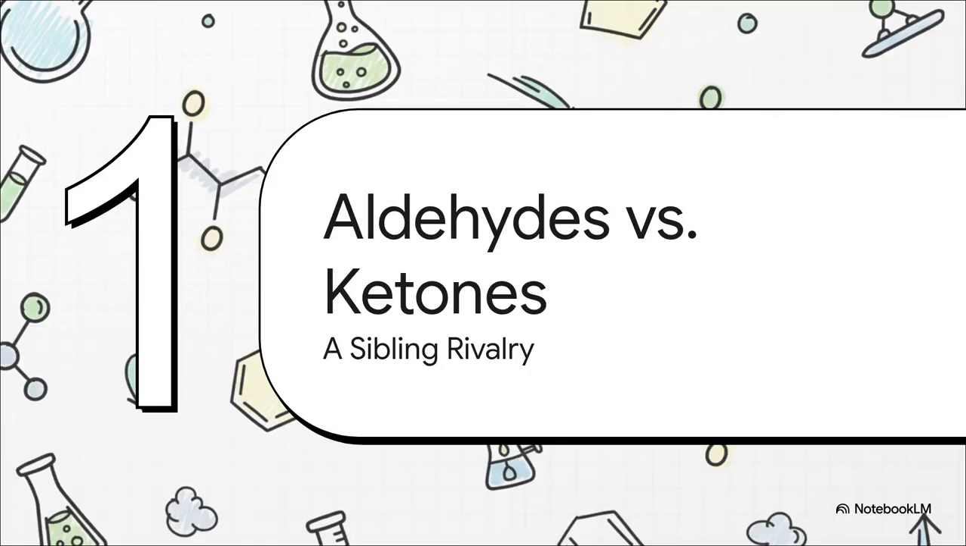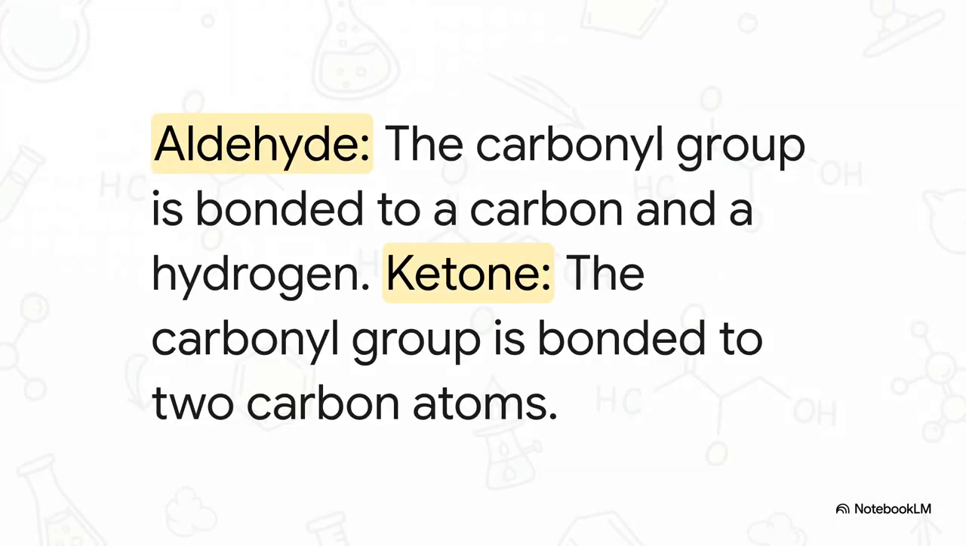Okay, now let's meet the two main branches of the carbonyl family: aldehydes and ketones. At first glance, they look super similar, but there's a tiny difference in their structure that creates a massive difference in how they behave. And here it is, the key difference. Aldehydes have at least one hydrogen atom attached directly to that carbonyl carbon. Ketones, on the other hand, have two carbon-based groups attached. Now, that might seem like a really small detail, but trust me, it has a huge impact on their reactivity.